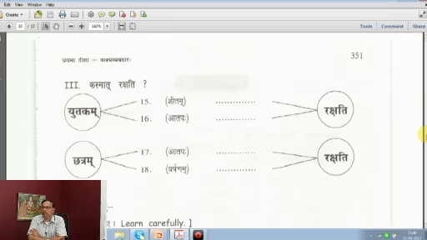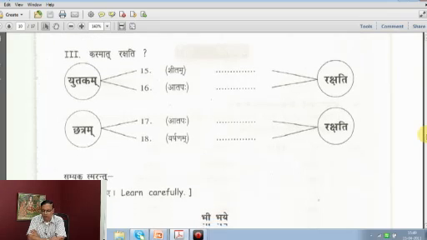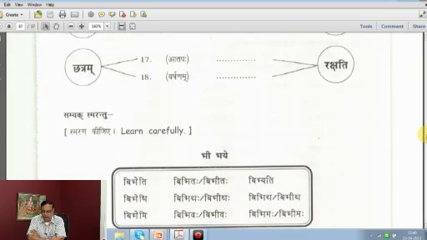In summer, generally people wear cotton clothes because it's very comfortable. So, Yutakam Atapat Rakshati, Sitat Rakshati. A shirt protects you from cold as well as heat. Atapa means sun, heat. Now Chhatram is the subject. What is Chhatram? Umbrella. Chhatram Atapat Rakshati: an umbrella protects you from heat, from the sun. Chhatram Varshanat Rakshati: it also protects us from rain. Varshanam is raining, rain. So Atapat Rakshati, Varshanat Rakshati is very simple.